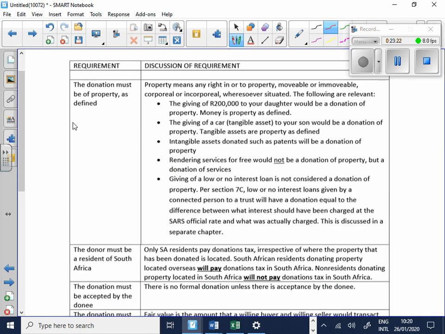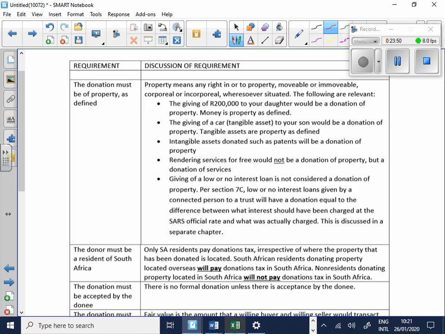The donation must be property as defined. Okay. Now, guys, what happens if I decide to work for a charity for free? Is that a donation? It's not property. It's a service. Do you guys understand? So the donations tax section only applies to property. You've got to give property, okay? And basically it says, movable or immovable, corporeal, incorporeal, wheresoever situated.